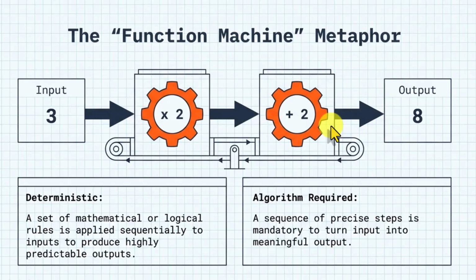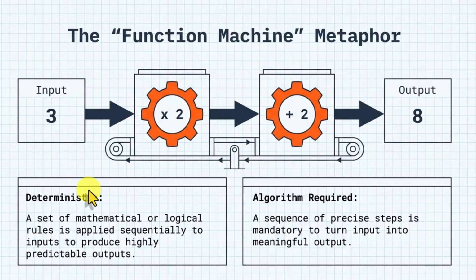There is a metaphor for this IPO: the function machine. Simply, it works like a function that takes an input and then processes that input. For example, here the input is 3, then it is multiplied by 2 and plus 2, and the output will be given to us as 8.